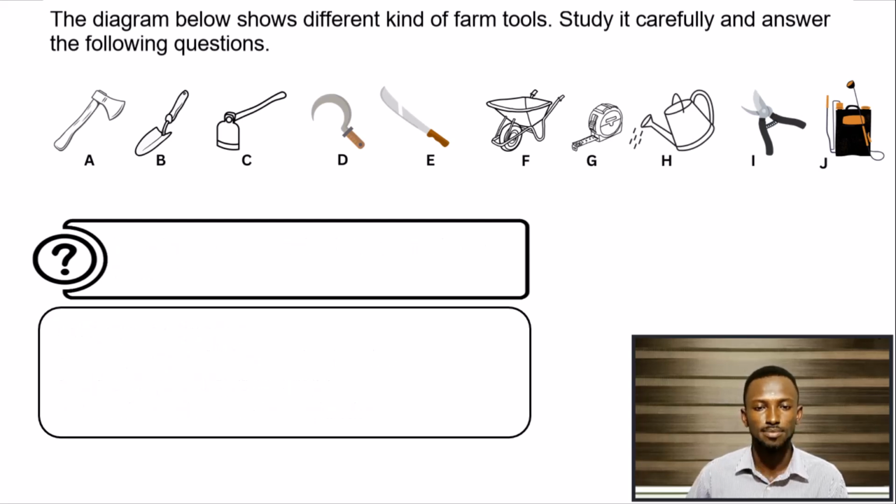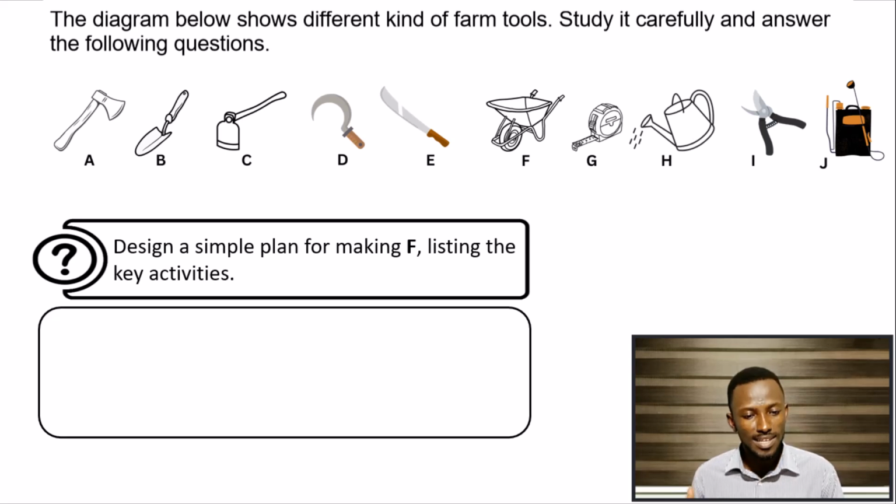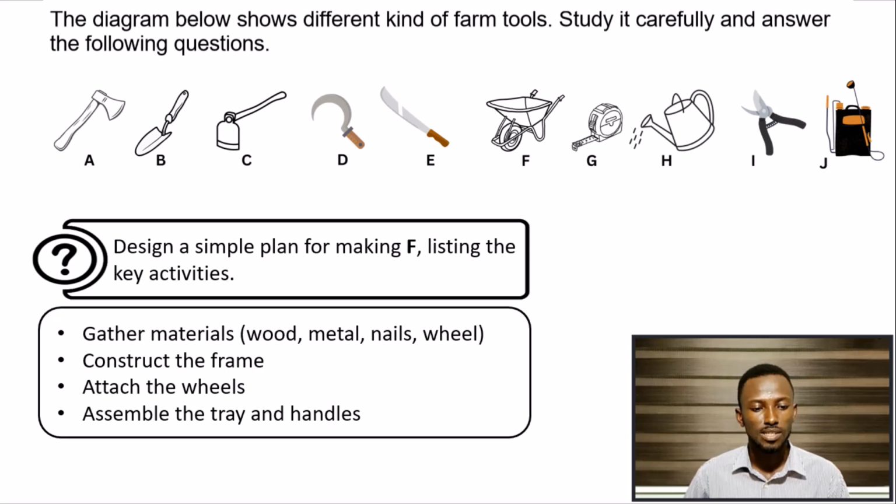What's our next question? We are to design a simple plan for making earth, and earth is a wheelbarrow. So we are to design a simple plan, and we are to list the key activities that we'll be using when designing earth. For designing earth, we first have to gather the materials. As simple as that, no brainer.